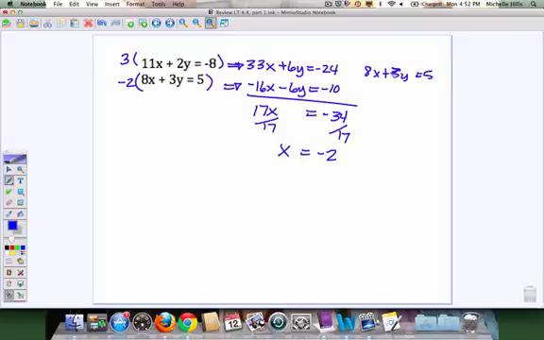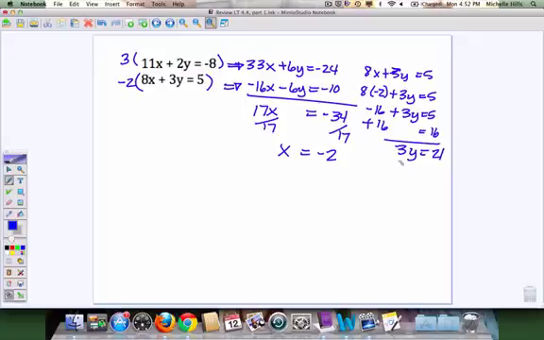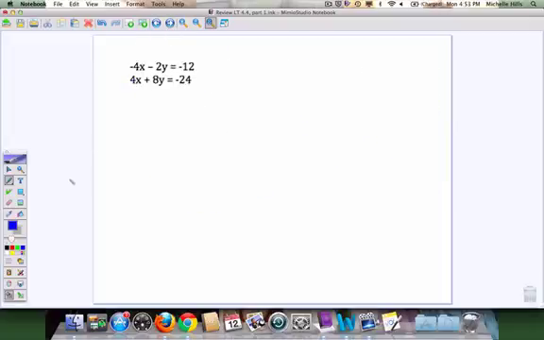But now I know that x is negative 2. So 8 times negative 2 plus 3y equals 5. 8 times negative 2 is negative 16. Bring down my plus 3y equals 5. When I add 16 to both sides now, I end up with 3y equals 21. And then when I divide by 3, I get y equals 7. So if I graphed these two lines, they would intersect at the point negative 2, 7. Don't forget to write your answer as an ordered pair.